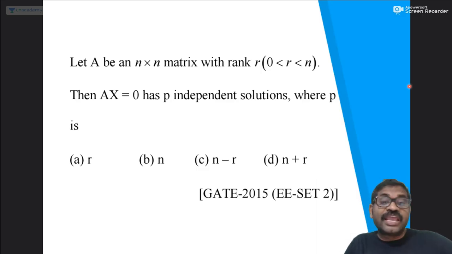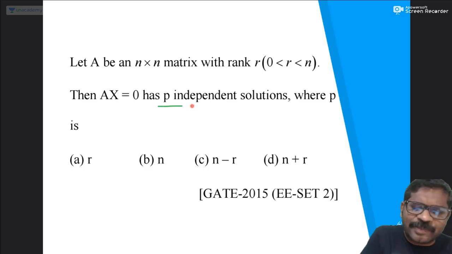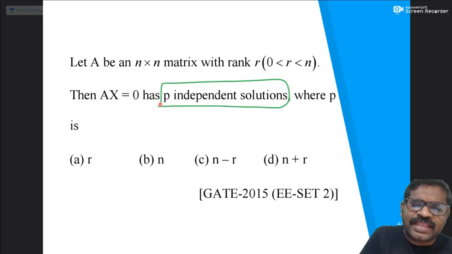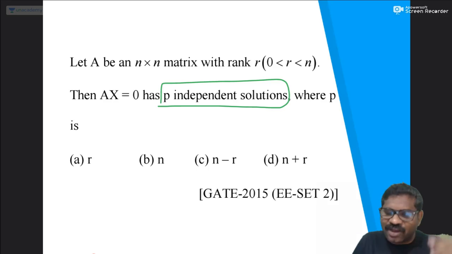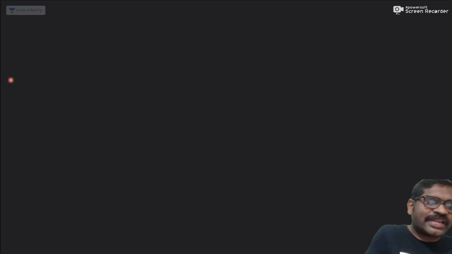Observe. A is n cross n matrix with rank R. Ax equal to 0 has P independent solutions. Independent solutions are P. It is not my assumption. They have provided. Where P is, what is P? Number of independent solutions are P. Then how to calculate independent solutions for an n cross n matrix with rank R? Yes, Vijay, it is nullity. P is nothing but nullity.